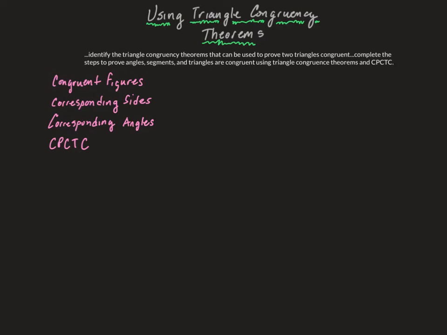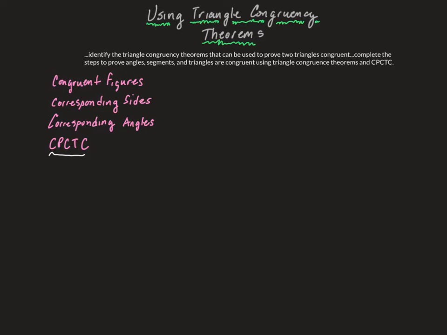As we close out the triangle congruency unit, we want to look at using all of these overlapping congruencies and being able to pick them out of figures so that we can talk about how the corresponding parts of congruent triangles are congruent. Using these congruencies, we want to identify the triangle congruency theorem that can be used to prove two triangles are congruent, and then complete the steps to prove those angles, segments, and triangles are congruent using the triangle congruency theorems and CPCTC, or corresponding parts of congruent triangles are congruent.